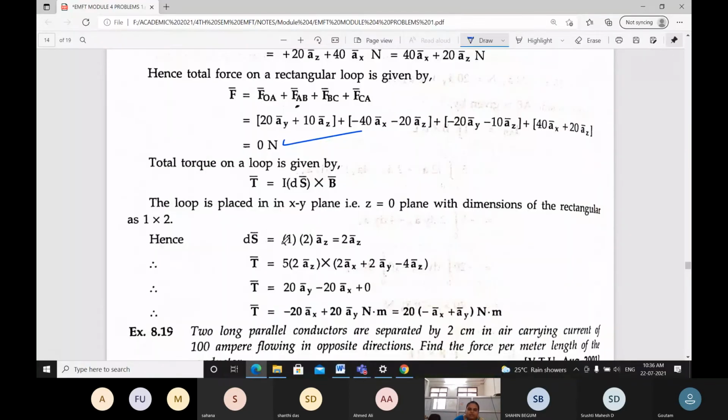Then ds is going to be 1 into 2 into az. The coordinate system that is not there, you have to take as 2 into az. Then substitute in the equation, and you will get the total torque as minus 20 ax plus 20 ay newton meter, or else you can take 20 as common, 20 times minus ax plus ay newton meters. This is the torque you will get.